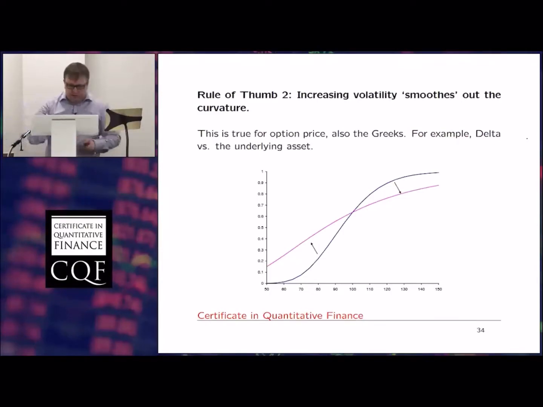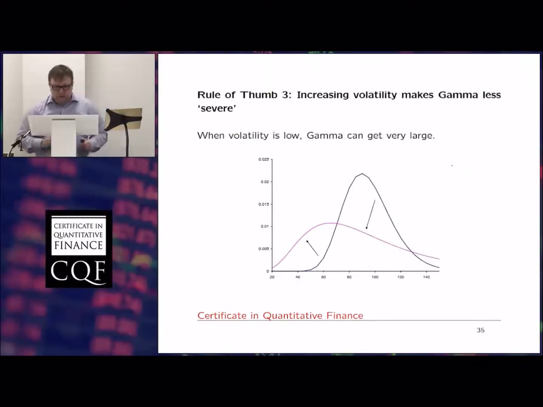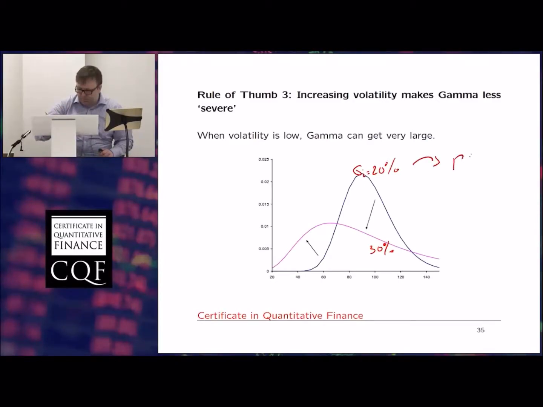Delta, we saw the example. So this is 30, this is 20. And again, gamma. So that means, again, this is sigma implied 20 used to compute gamma. And then sigma implied 30.